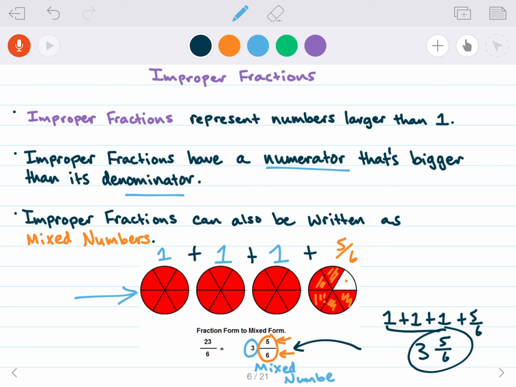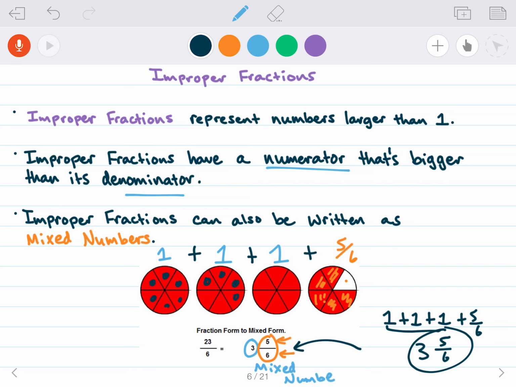We can also look at this in a different way. We can look at it as an improper fraction, and to do that, we just count the number of total pieces we have without accounting for the wholes. So for the improper fraction, we just count the pieces, and since all of my wholes are divided into 1, 2, 3, 4, 5, 6 parts, we're just going to count the amount of sixths that we have.